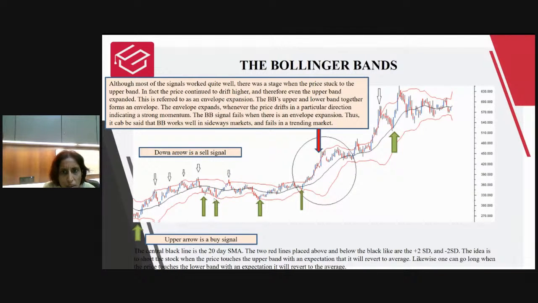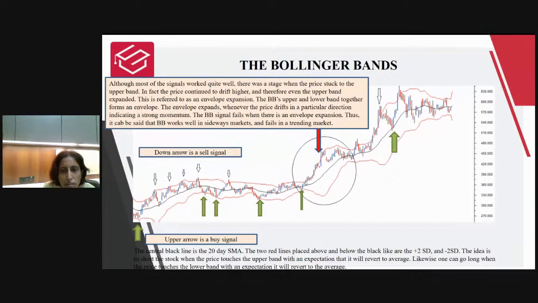Now, although most of the signals work in this case, broadly what happens is that the upper arrows indicate a buy signal. And when are you going to buy it? Once the prices are touching the lower band. Once the prices of the stock or any asset are touching the lower band, it indicates that this is the time to buy. And once the prices are touching the upper band, it indicates that this is the time to sell.